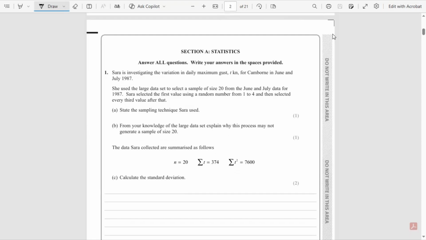So the question says, Sarah is investigating the variation in daily maximum gust in knots for Camborne in June and July 1987. She used the large dataset to select a sample size of 20 from the June and July data for 1987. Sarah selected the first value using a random number from 1 to 4 and then selected every third value after that. Part A of the question, state the sampling technique Sarah used.